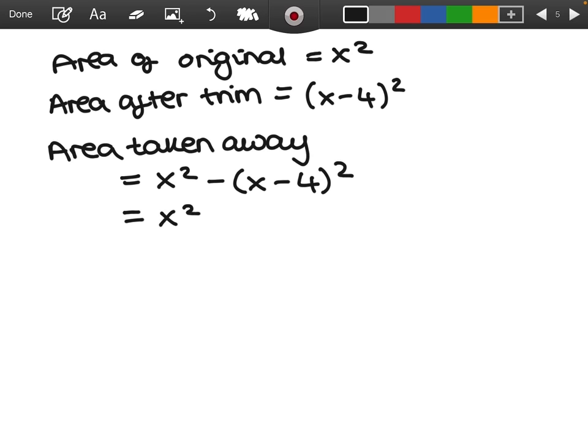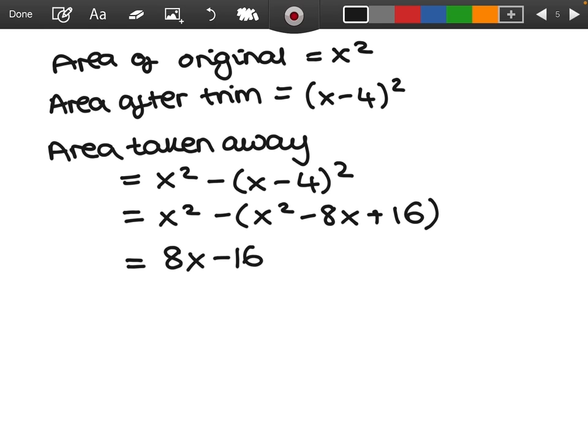If you wanted to, you could simplify this and say that that's x squared minus 8x plus 16, which would leave you with 8x minus 16. And again, that would be in square feet.